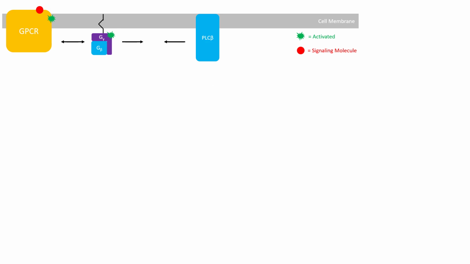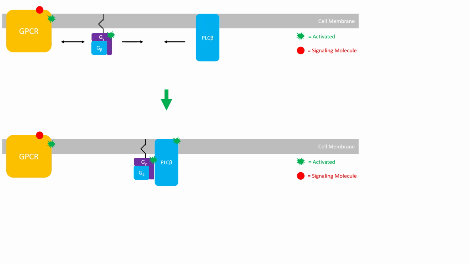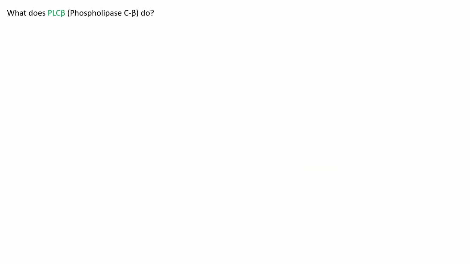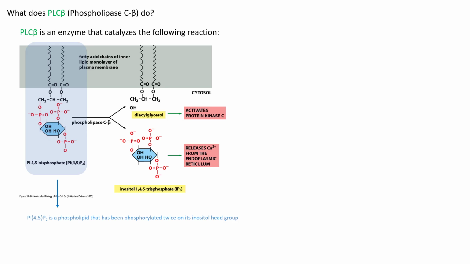The G beta gamma subunit is the one that is responsible for activating the PKC pathway. The G beta gamma subunit will go on to bind to PLC beta, and this will lead to the activation of PLC beta. What does PLC beta, phospholipase C beta, do? PLC beta is an enzyme that catalyzes the following reaction. You have PI(4,5)P2, a phospholipid that has been phosphorylated twice on its inositol head group. This is also called PIP2.